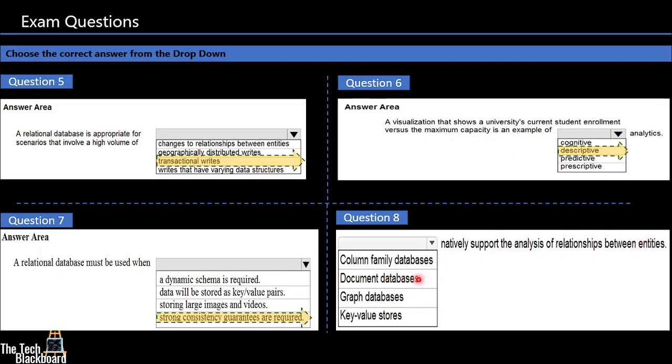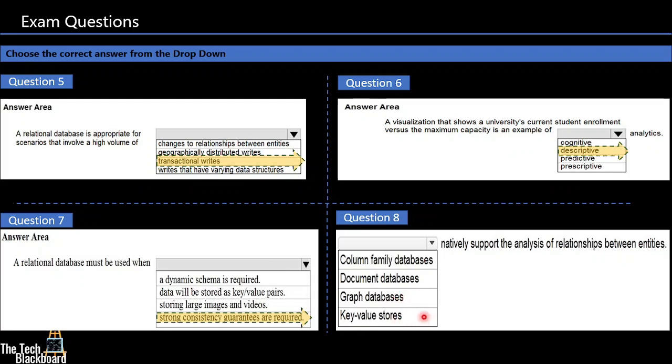The document databases, as the name suggests, are the databases that mostly store information in the form of documents. Then we have graph database. Graph databases are very suitable to do the analysis, or they support the analysis of relationship between entities. So it's a graphical representation where you can very easily depict or support the analysis of relationships. So this looks the right answer. However, let's look at the last option as well.